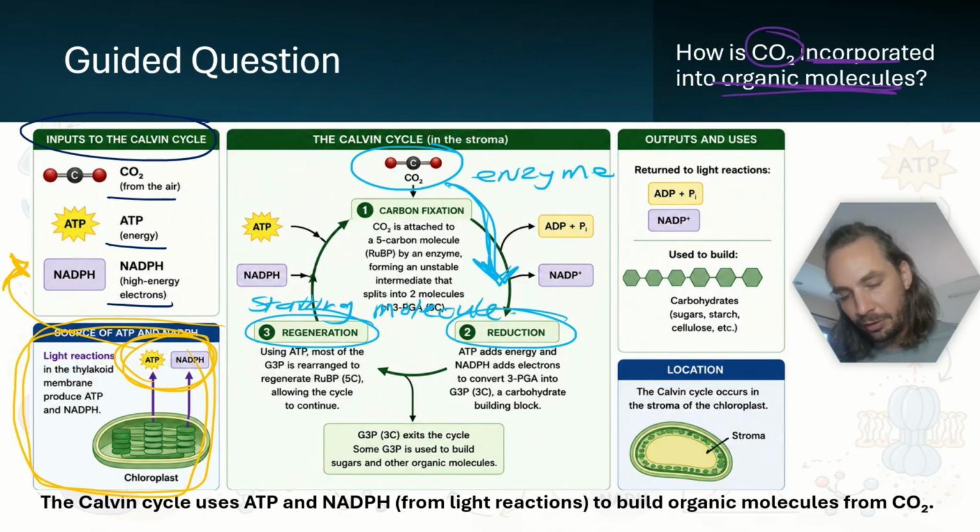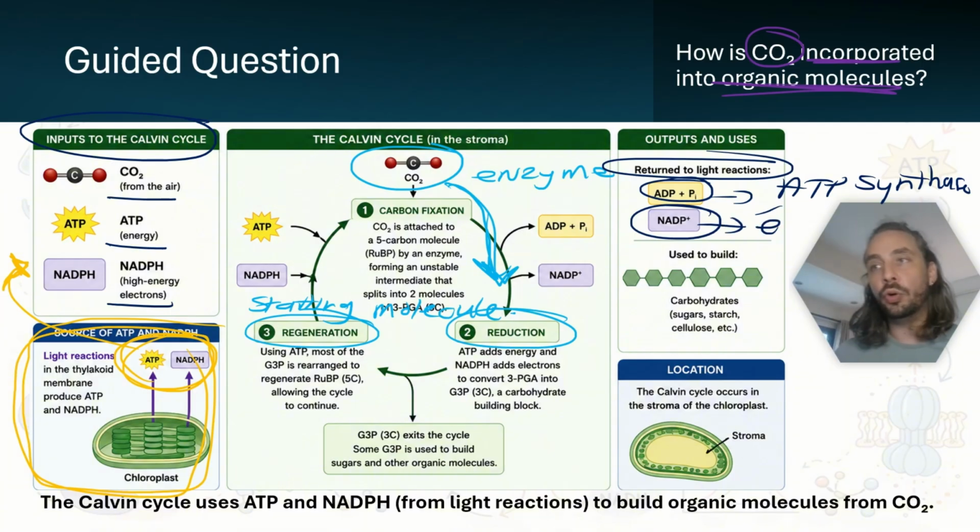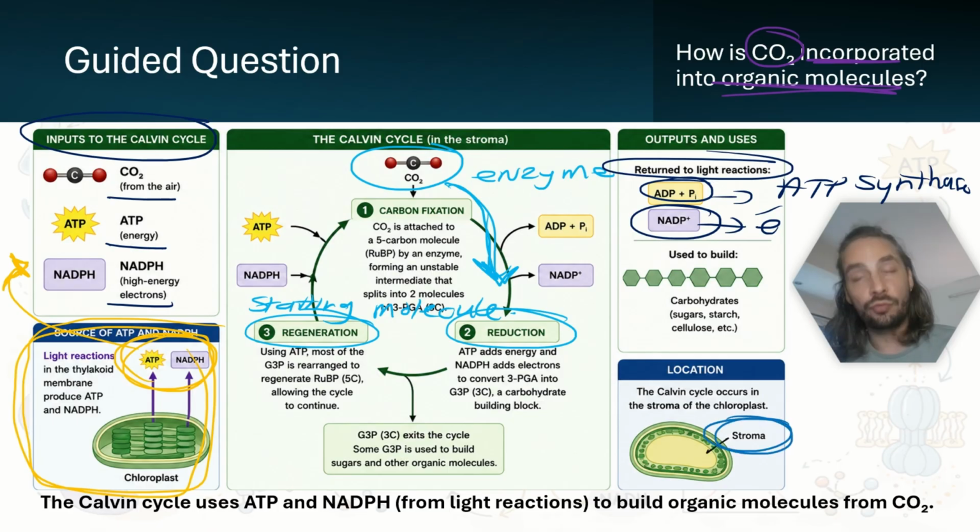Now, what is returned to the light reactions is ADP and the inorganic phosphate that will go to ATP synthase, and NADP plus will go and get more electrons to be reduced again. Now, the location of the Calvin cycle is in the stroma of the chloroplast.